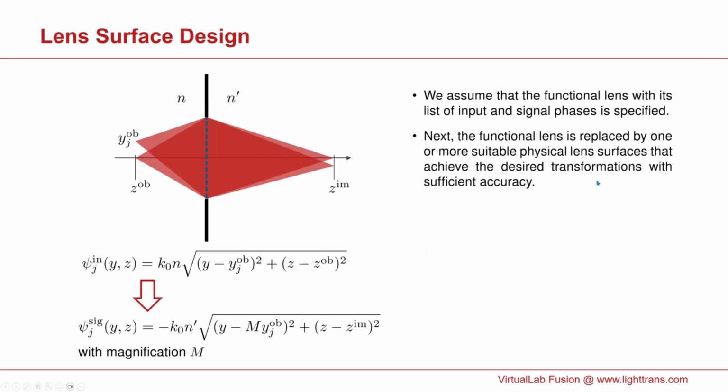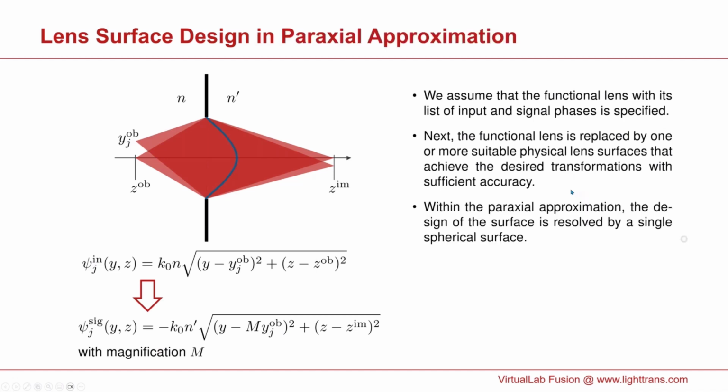Next, the functional lens is replaced by one or more suitable physical lens surfaces that achieve the desired transformations with sufficient accuracy. Within the Parkes approximation, we all know the solution, of course. The design of the surface is resolved by a single spherical surface.